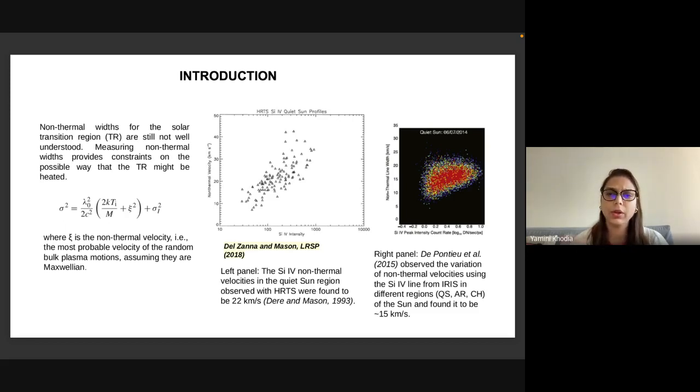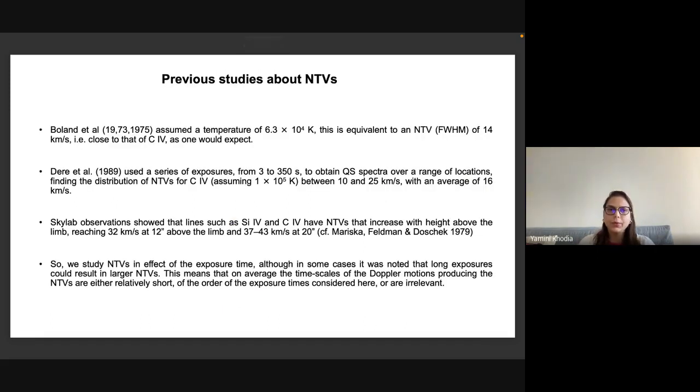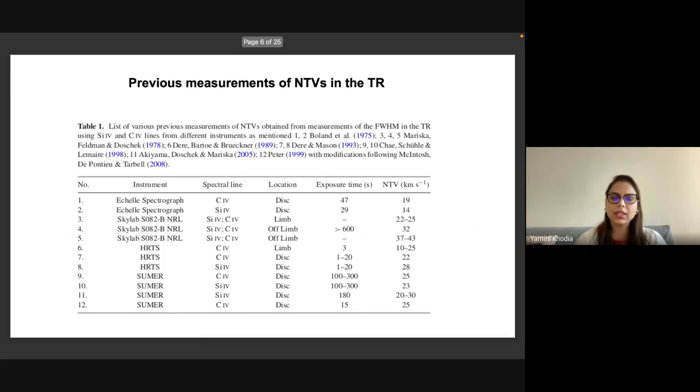So in our work, we also wanted to see if there is any temporal effect, because most of the earlier observations have used mostly carbon IV and assume that it forms roughly at the transition region. So these are some of the previous studies which are highlighted, and what they have reported. All these studies are nicely tabulated over here, where people have studied non-thermal velocities using silicon IV and carbon IV lines using different instruments.